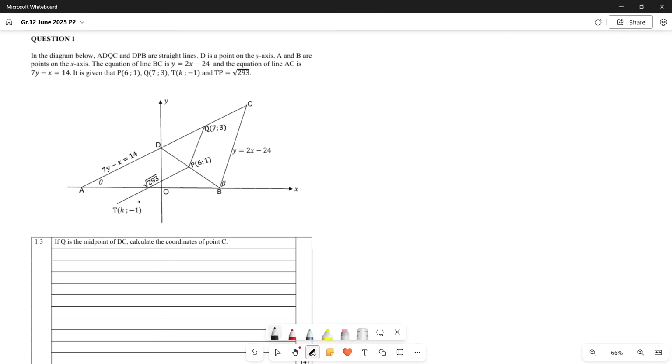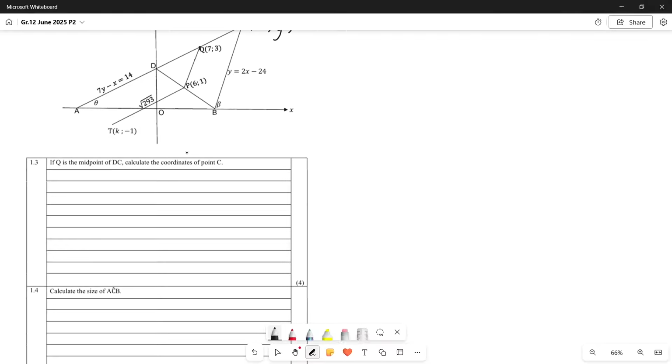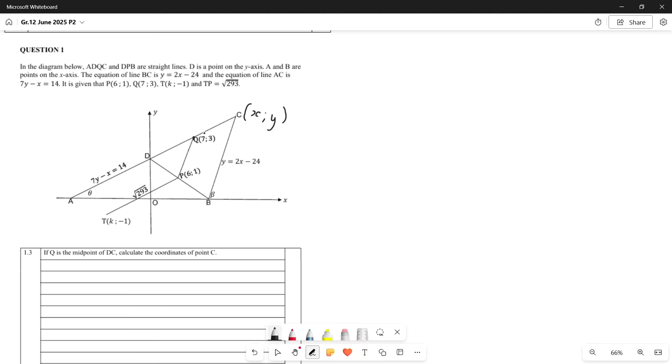So the next question, if Q is the midpoint of DC, so Q is over here, calculate the coordinates of C. So we need its x and its y coordinate. We don't have them. We have Q here, the x and the y, and then we just need D's coordinates. So this is a 4-mark question using midpoint working backwards, but we don't have D just yet, but we can just manipulate this line in order to calculate D's coordinates.